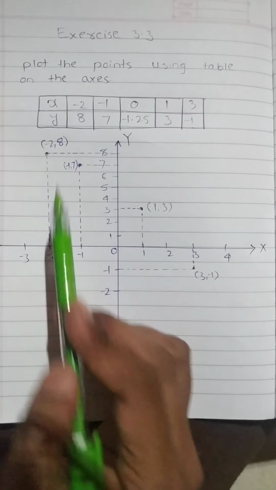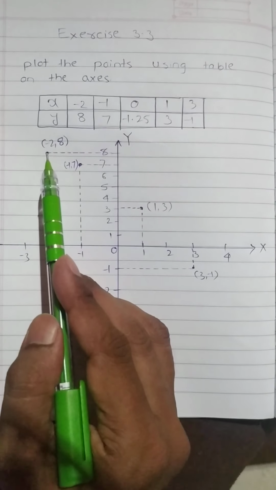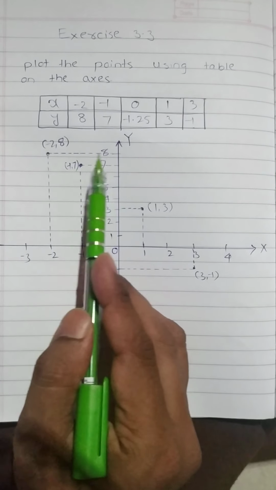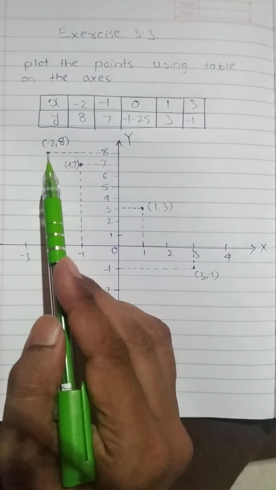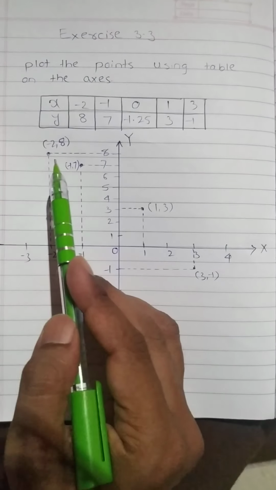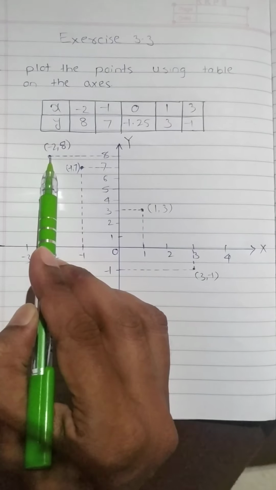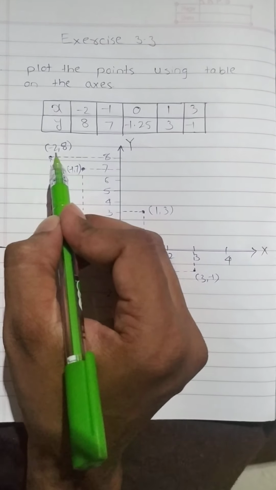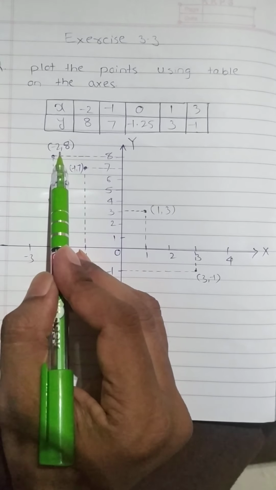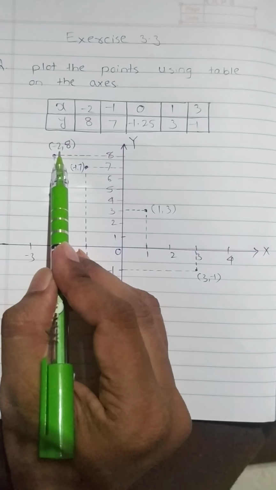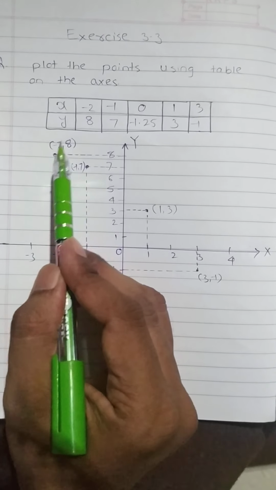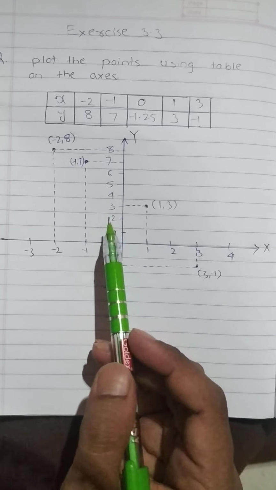So if you find the point of contact, right, this is the point of contact. If you draw the perpendicular onto the y-axis, we get value 8, and if we draw the perpendicular on the x-axis, we get minus 2. So its point of contact comes here, and that's why we locate this point as minus 2 comma 8. It is noted that this is the x coordinate and this is the y coordinate. It is an ordered pair, minus 2 comma 8.